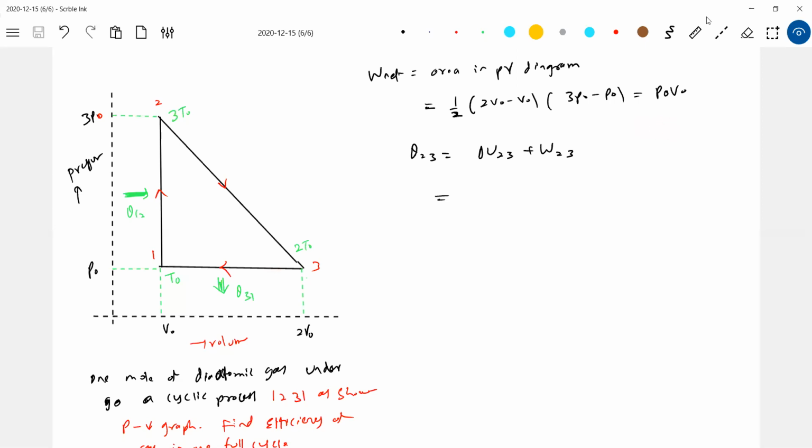Delta U23 depends only on the initial and final state, so we can write it as n Cv (T3 minus T2) plus W23. How to get W23? Area under the trapezium. The area of the triangle we know plus the area of this rectangle; the sum of these two gives the area under the curve, or trapezium. So how much should it be? 2 P naught V naught.